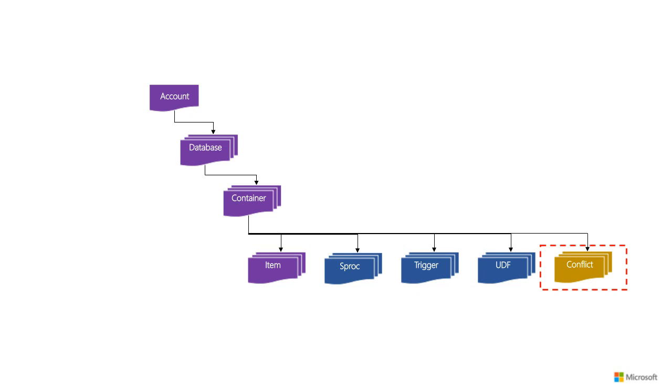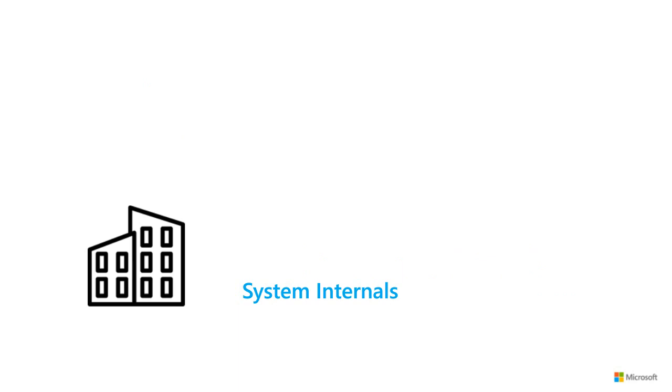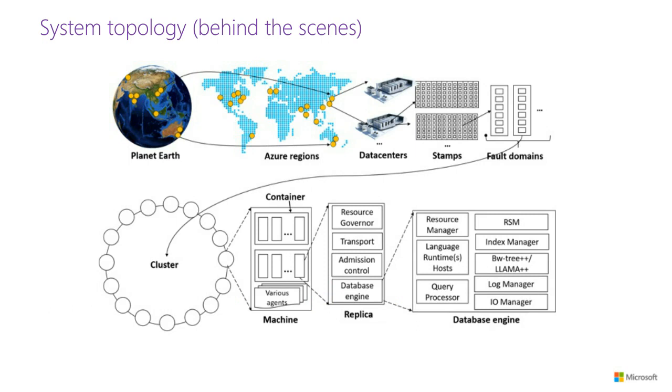Now that you have a user view of the resource model for Cosmos DB, let's also talk a little bit about what happens behind the scenes. Cosmos DB is a massively distributed database. At a high level, the way I view the world, and my engineering team views the world, is we start with planet Earth. Planet Earth has an ever-growing number of Azure regions. At this point, I've lost count. I think we're beyond 30 at this point.